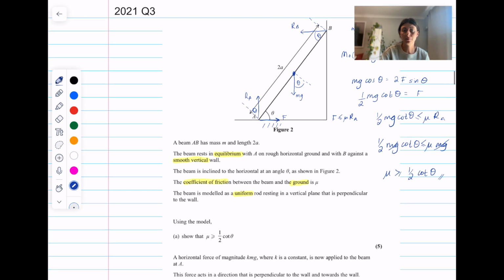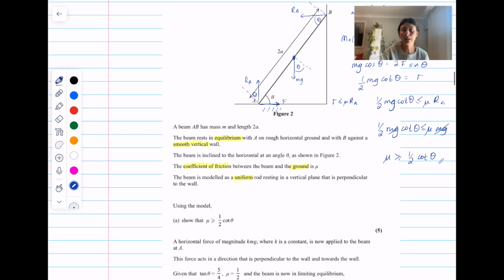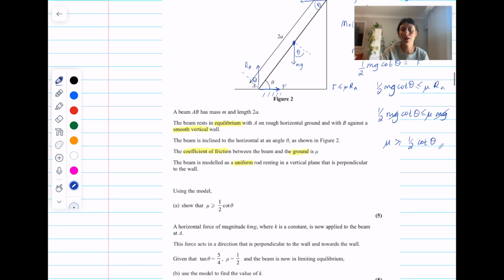Next, we are told about a horizontal force being applied at A in the direction of the wall. We're also told about tan theta equaling 5/4, and we're given a value for mu. The beam is now in limiting equilibrium, and we need to find the value of K. So there's lots going on here.